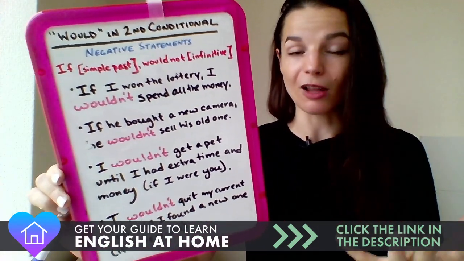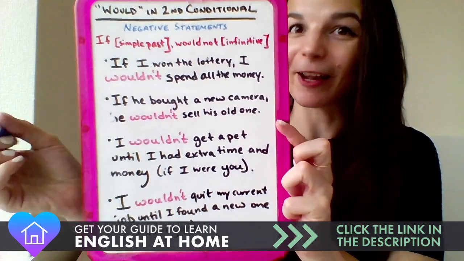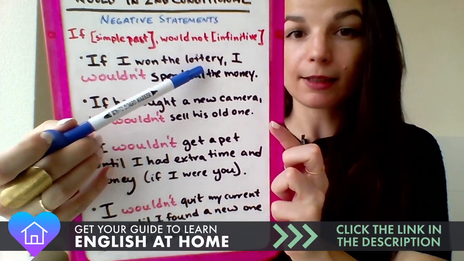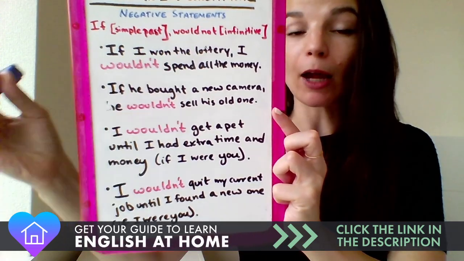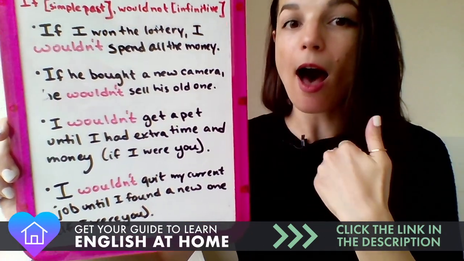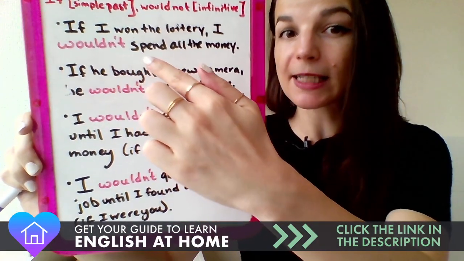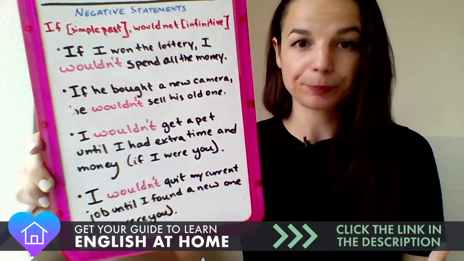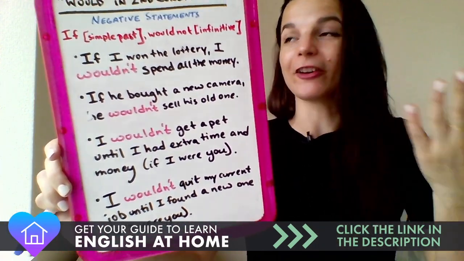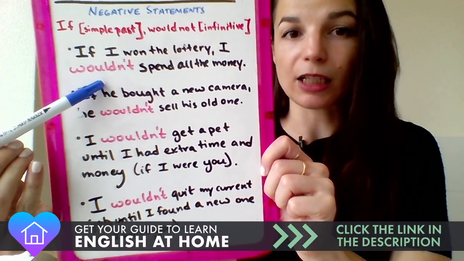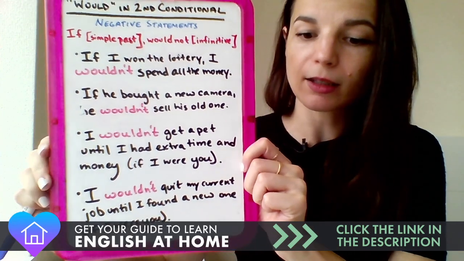That's called a lottery. So it's a money game, a chance game to win money. So this sentence expresses if I won the lottery, so if I got a lot of prize money, I would not spend all the money. I wouldn't spend all the money. So maybe I would save it, I would invest it, and so on. So we use this negative would not to express that.